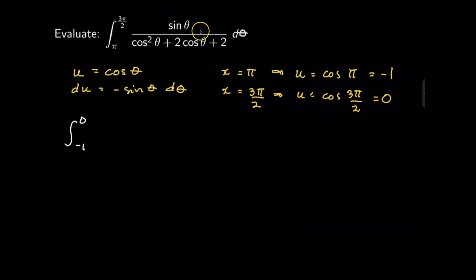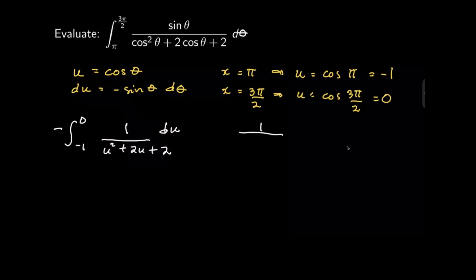And then my sine theta d theta is this one, negative du. So I have my negative here, and then I have my du over here. And then in the denominator, this is u squared plus 2u plus 2. So again, we have quadratic here and then no linear here. What is our strategy there?